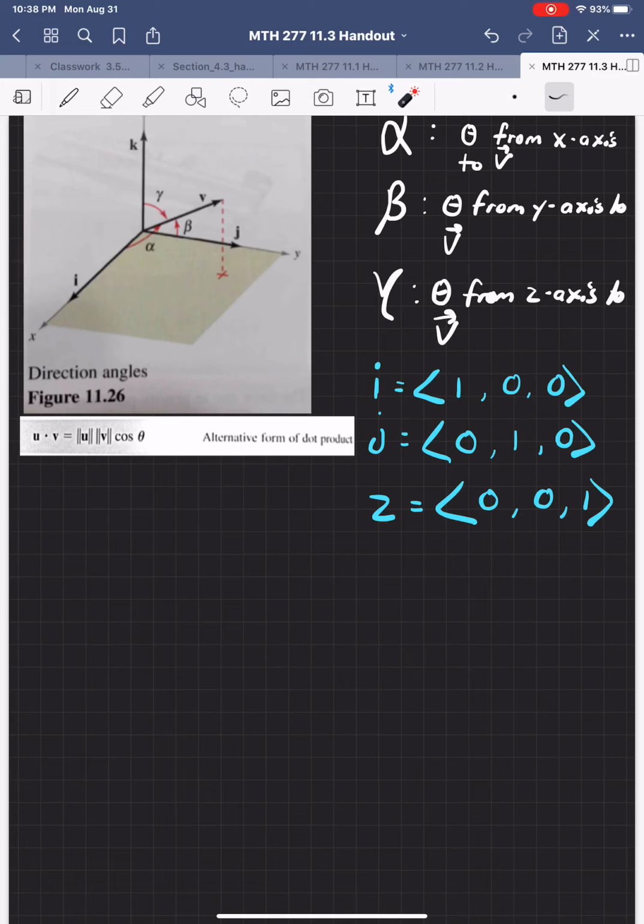All right, so welcome back. So, section 3, chapter 11, this is part B.